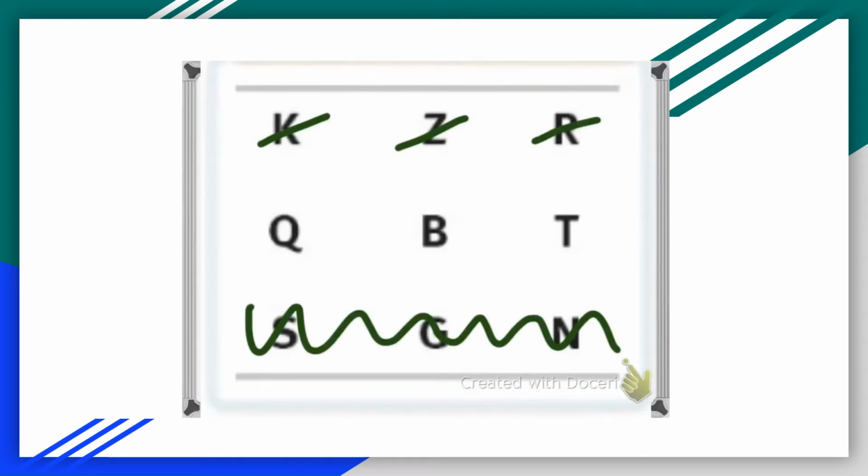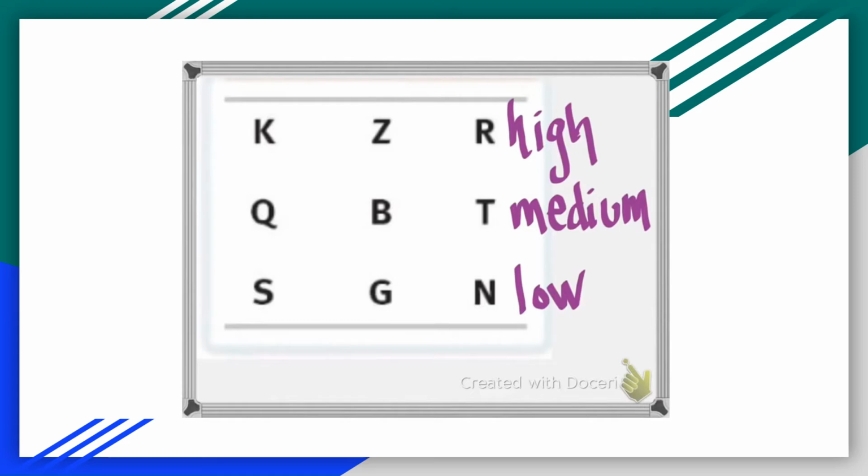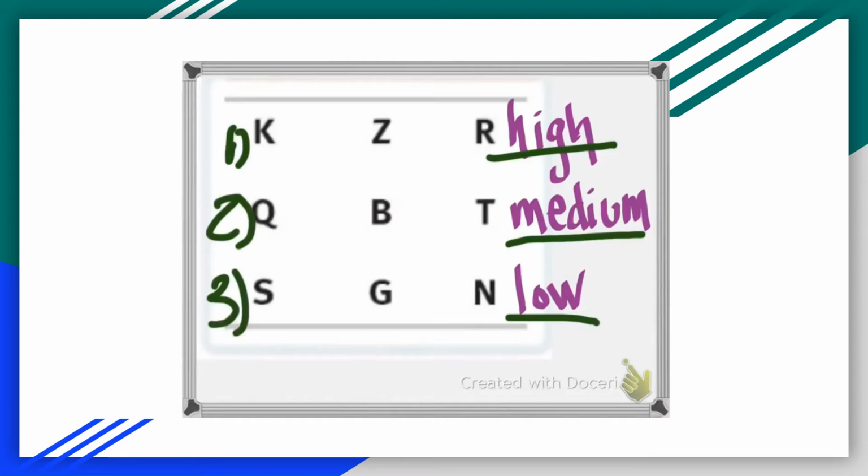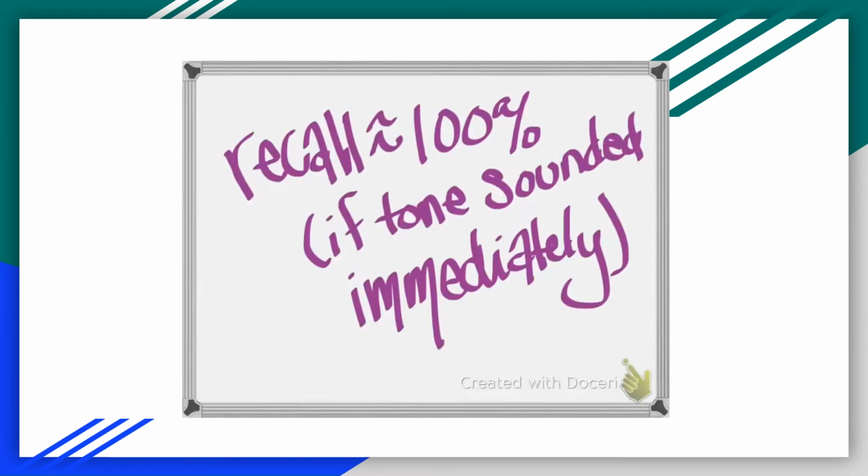So he performed a separate experiment, and he showed them the same series of letters, but this time he told them, I'm going to sound a tone right after you look at this picture. And it's either going to be a really high tone, a medium tone, or a low tone. If you hear a high tone, you're going to list for me the letters in row 1. If you hear a medium tone, row 2. If you hear a low tone, row 3. And when he sounded the tone immediately following showing them the letters, he found that recall was close to 100% for the line they had been indicated to recall.